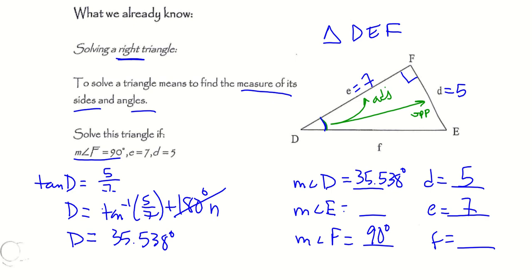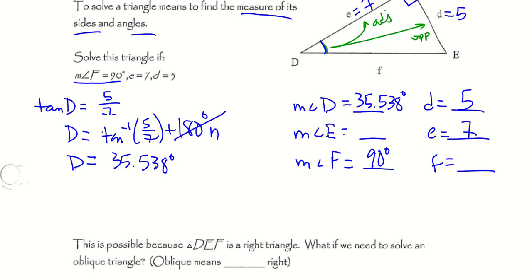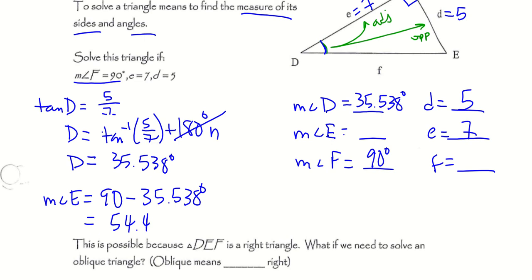An easy way for me to find the measure of angle E is that we know that the three angles of a triangle will add up to 180. Angle F is already 90, so we know that the measure of angle E will equal 90 minus the measure of angle D, which is 35.538 degrees. So I subtract, and I get 54.462 degrees. And I now know the measure of angle E. It's 54.462 degrees.